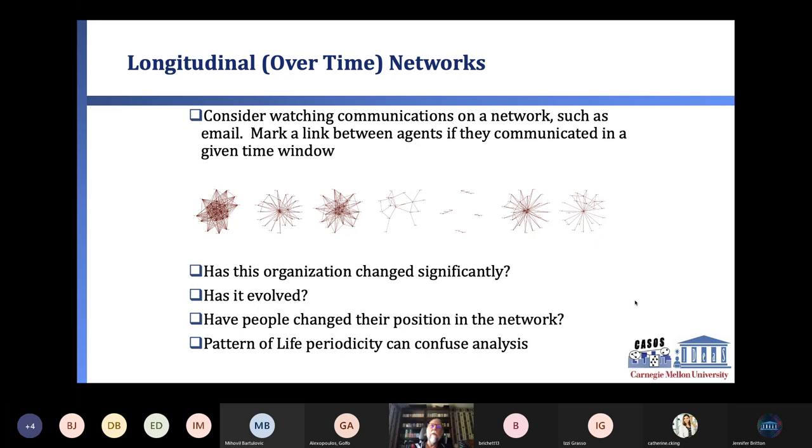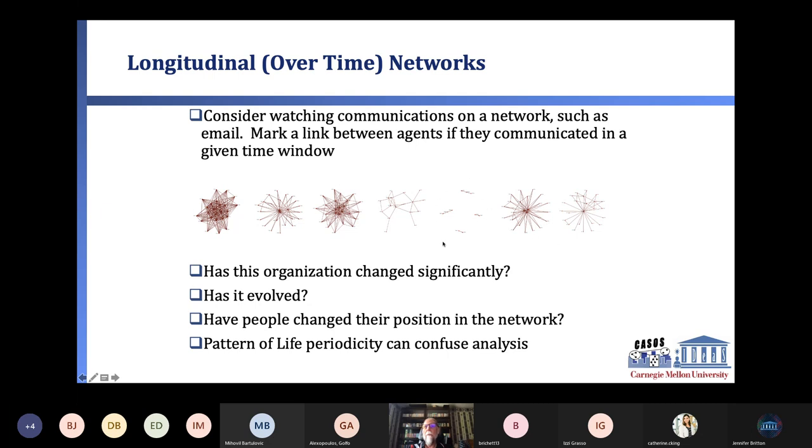We call those longitudinal networks. That just means over time. Every time point is really an aggregate of a range of times. We take all of the network interactions that happened in that range of times and we aggregate them into a single network. And then we have individual networks that correspond with those time windows. Let's call those windows in time. So for each one of those windows in time, we build a network. And so we look at these networks and we say to ourselves, oh, that's interesting.